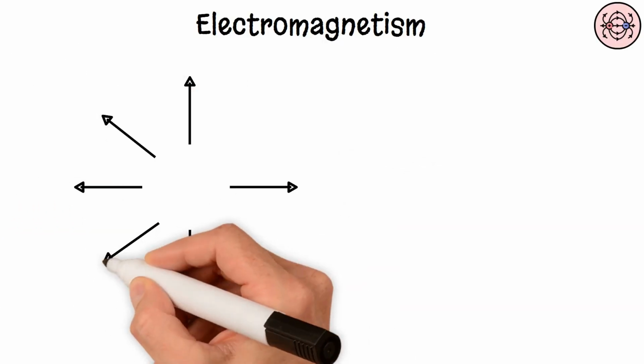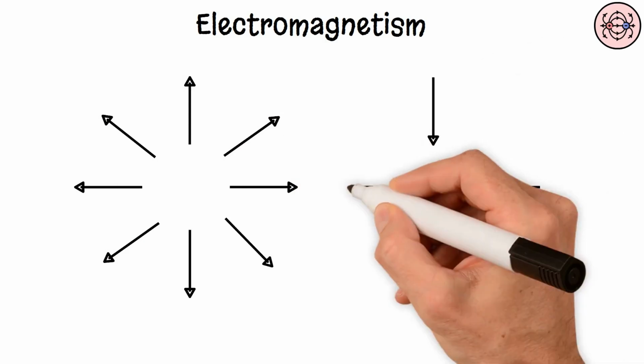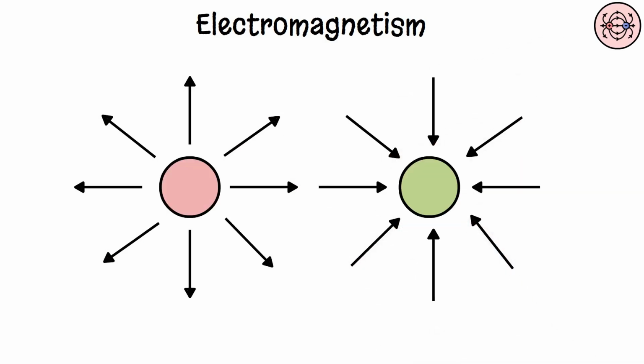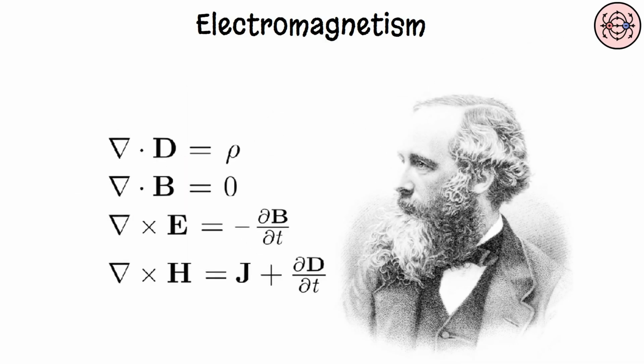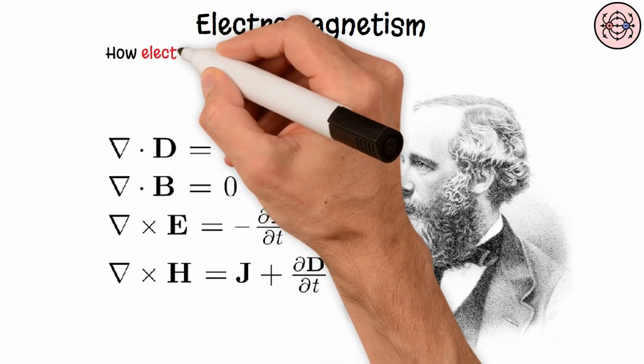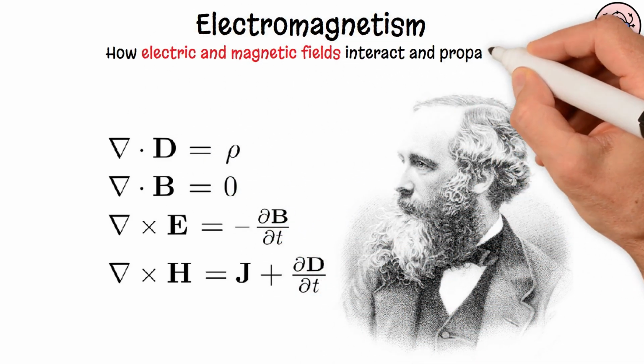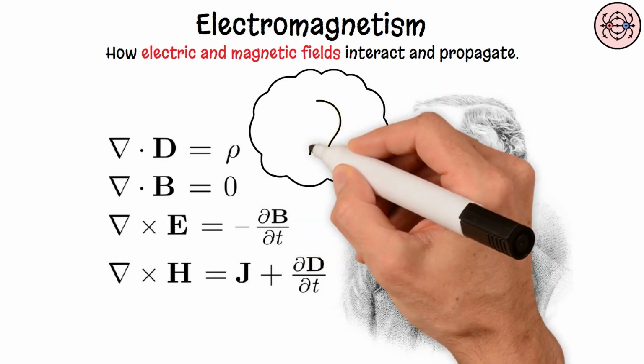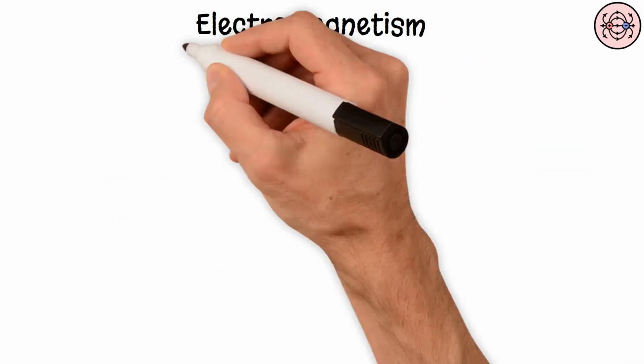Electromagnetism. Electromagnetism is the study of the interaction between electrically charged particles and the fields they create. The fundamental concept is described by Maxwell's equations, which explain how electric and magnetic fields interact and propagate. Let's break down these ideas with relatable examples.